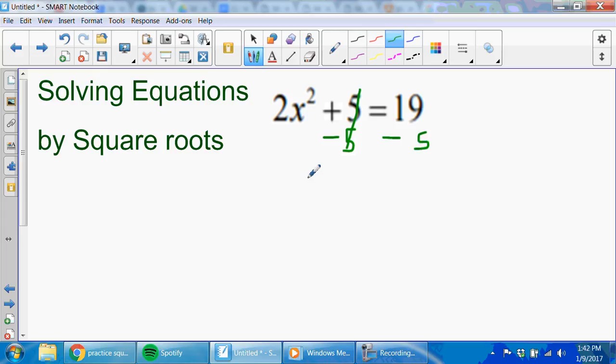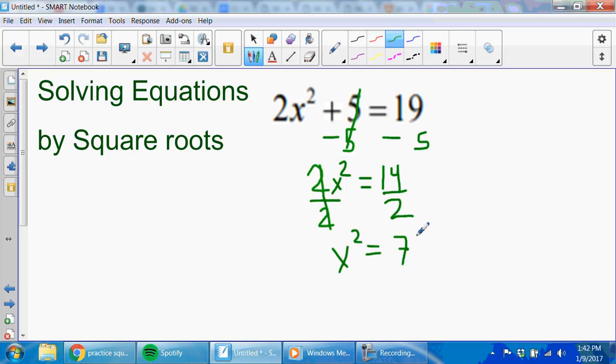That would get me 2x squared equals 14. From there, I would divide by 2 on the other side, and I would get x squared equals 7. Well, now this isn't finished.